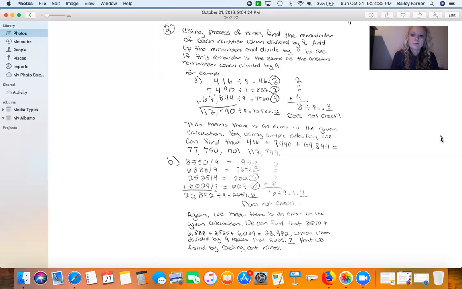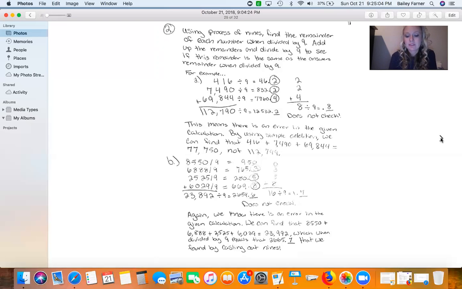And so to use the process of nines, for one, is to find the remainder of each of the numbers when they're divided by 9. So for example, the number 416 that we see, when we divide it by 9, it equals 46.2. And so the 2 is what we're going to be working with when we are using the process of nines. And so that's going to be the same for each of these numbers. So 7,490 divided by 9, we're going to use the 2 that comes after the decimal.